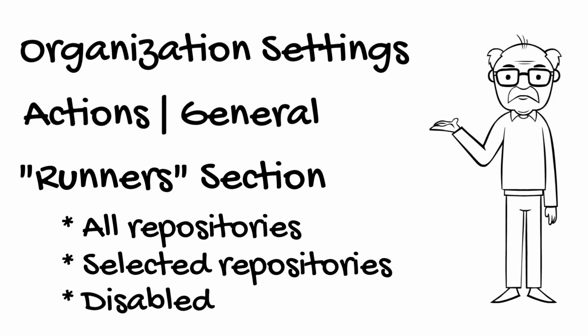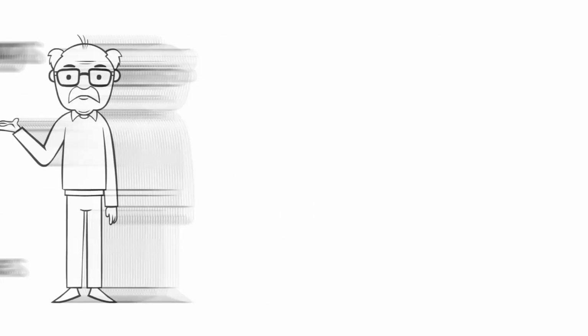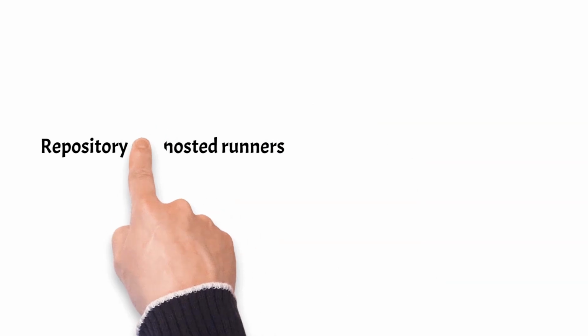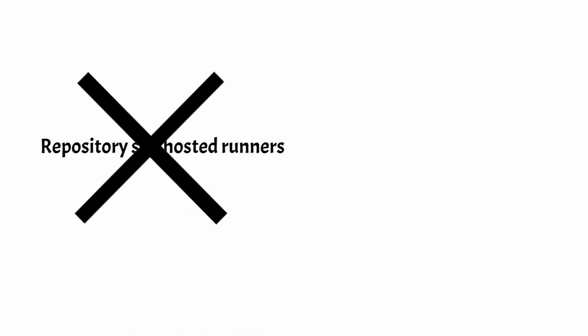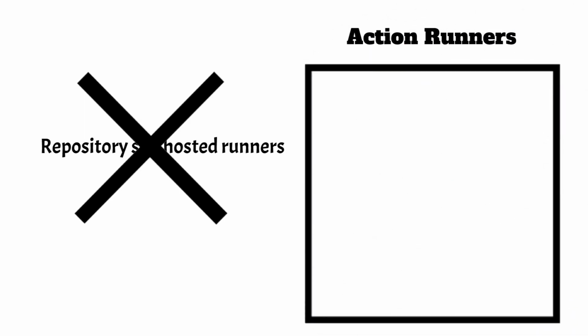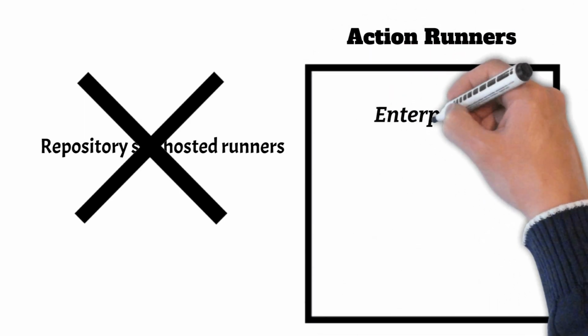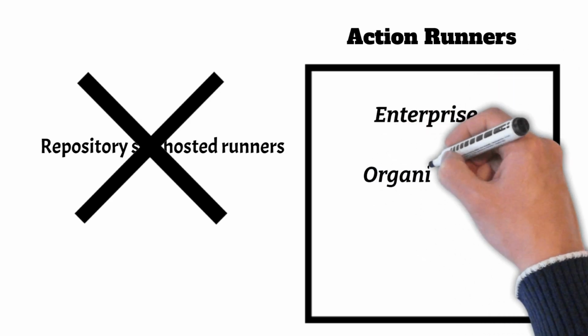If you choose selected repositories, you can then select the repositories for which you want to allow the installation of self-hosted runners. Now remember, when creation of repository-level self-hosted runners is disabled, workflows can still access self-hosted runners that have been set up at the enterprise or organization level.